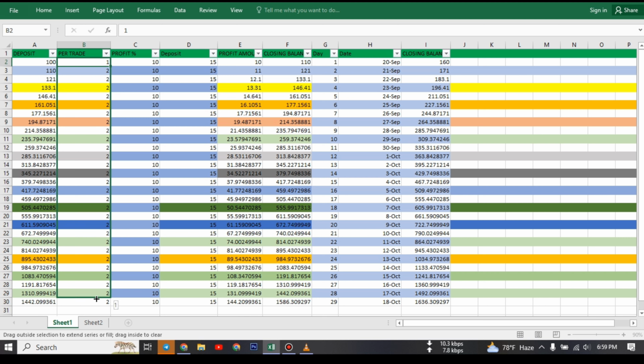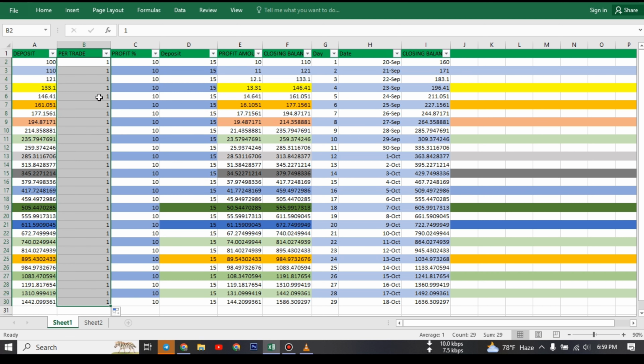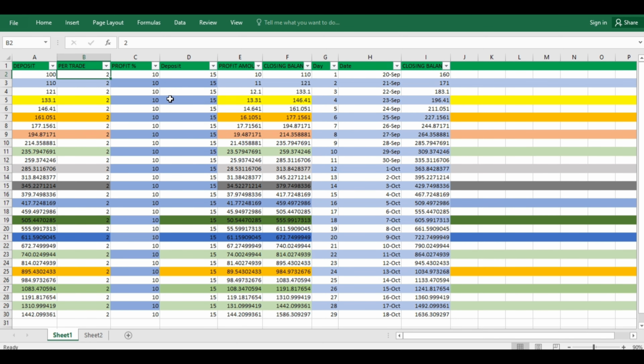See here, all are $1. That's very easy. Just place $1 here and paste it over the whole area. So here, this is the profit percentage.